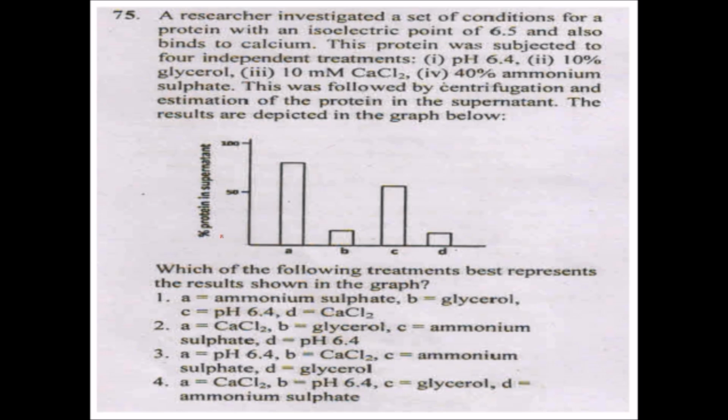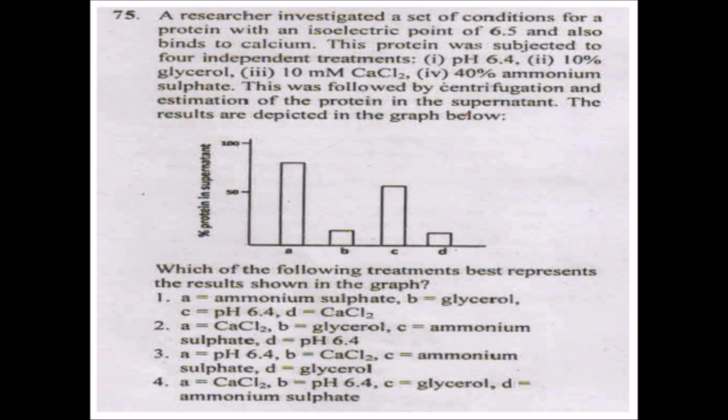Next question. The researcher investigated a set of conditions for a protein with an isoelectric point of 6.5 that also binds to calcium. This protein was subjected to 4 independent treatments with pH 6.4, 10% glycerol, 10 millimolar calcium chloride, and 40% ammonium sulfate. This is followed by centrifugation and estimation of the protein in the supernatant. The results are depicted in the graph below.